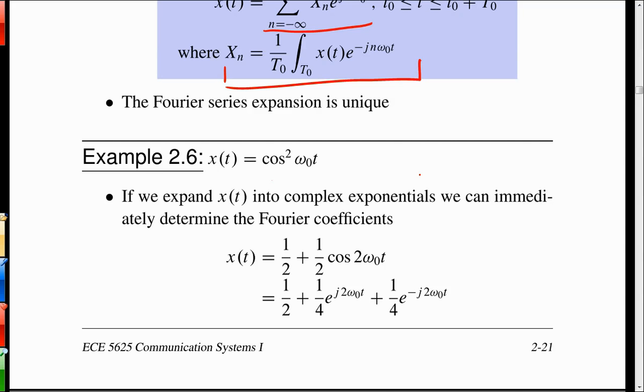So take cosine squared omega naught. You can expand that out from the trig identity, which is what I did here. And then you can take Euler's identity and break the cosine of 2 omega naught up into a plus exponential and a minus exponential. So this right here, that's the Fourier series just by inspection, because you broke it down into the smallest pieces you could using trig and then Euler's identity.